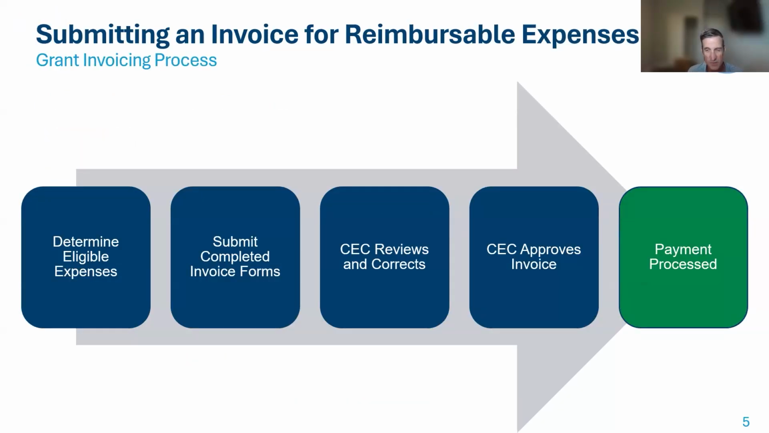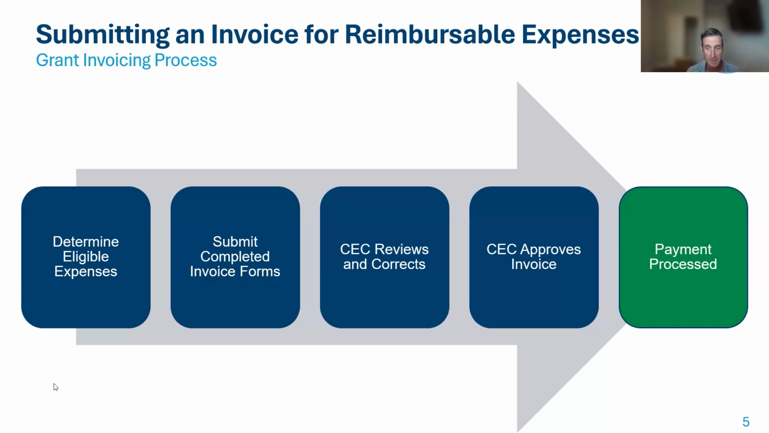The invoicing process is relatively simple. First, you will need to determine your expenses that are eligible for reimbursement. We cover that in more detail on the next slide. Next, complete the forms and submit them to the CEC. A how-to video is available on the CalAAP webpage.